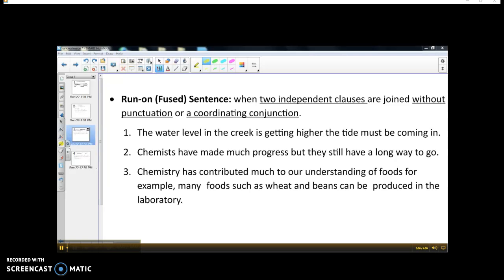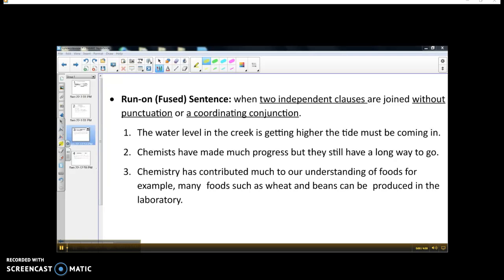Now, the last example we have: chemistry has contributed much to our understanding of foods. For example, many foods such as wheat and beans can be produced in the laboratory. Now, this is where our run-on is, okay? We have essentially 2 complete sentences and then we have a transitional phrase. Now, you would need to put a semicolon here. That's one way to correct this particular type of error. Another method would be that you could actually capitalize that F and put a period. But just be careful. Again, you would potentially be creating 2 simple sentences.